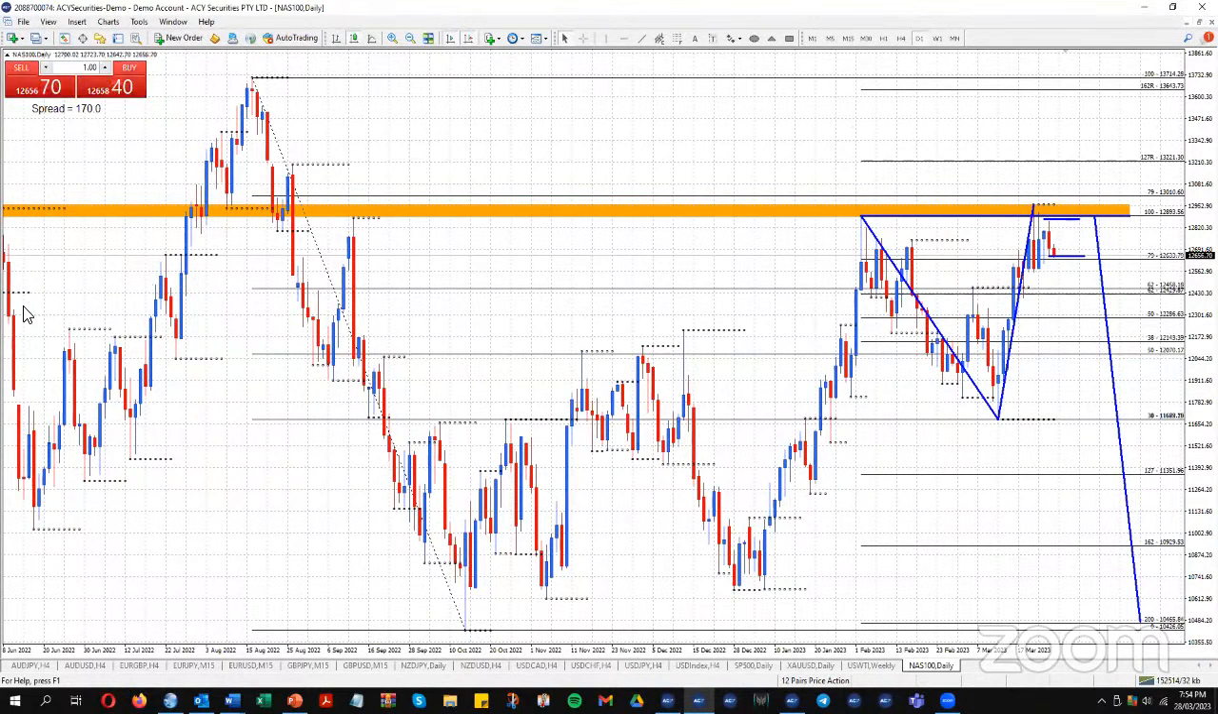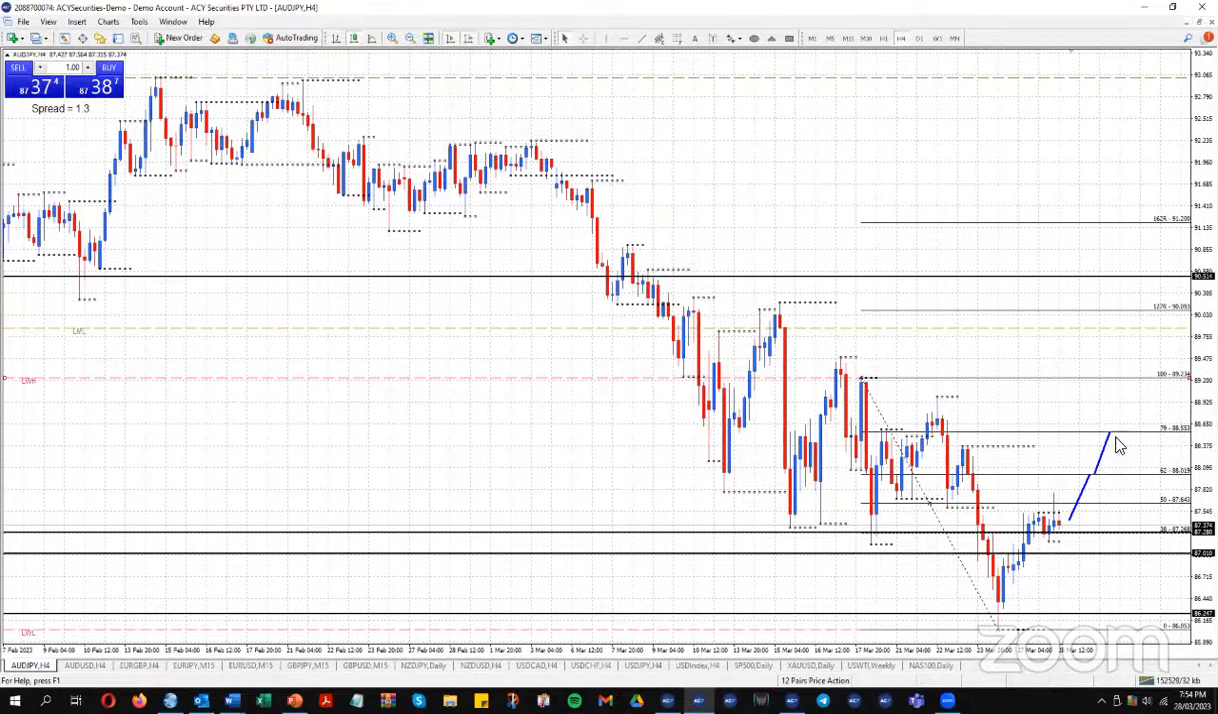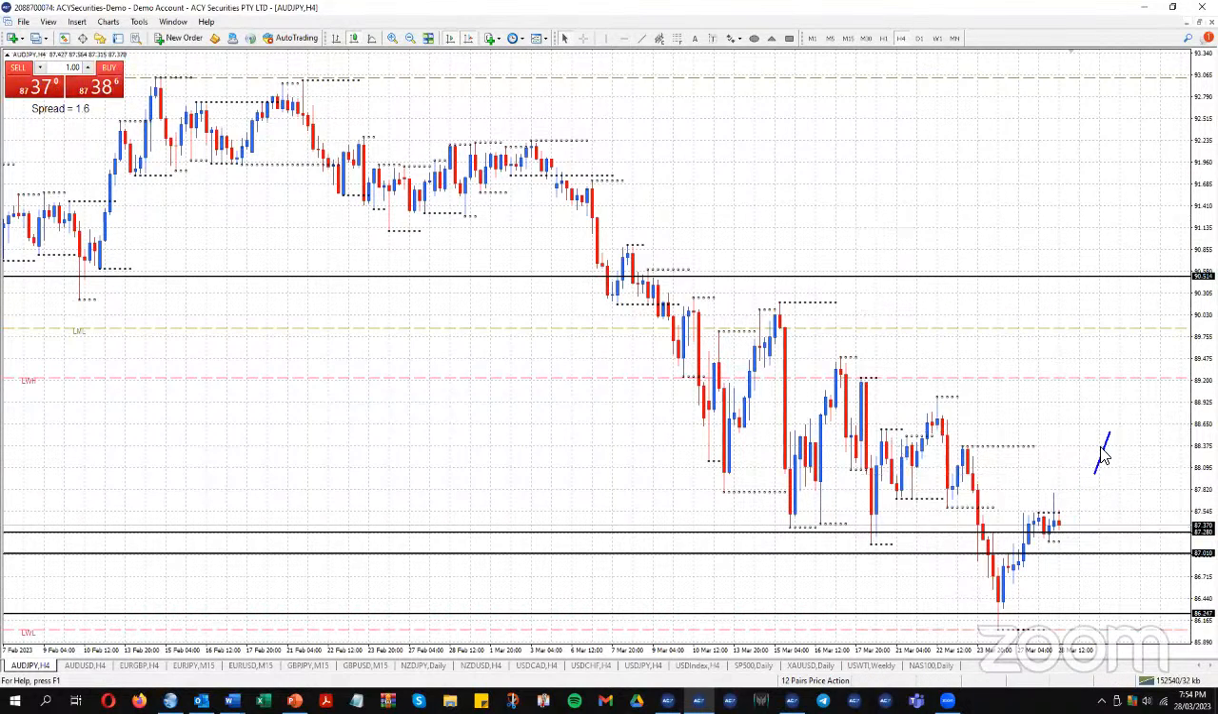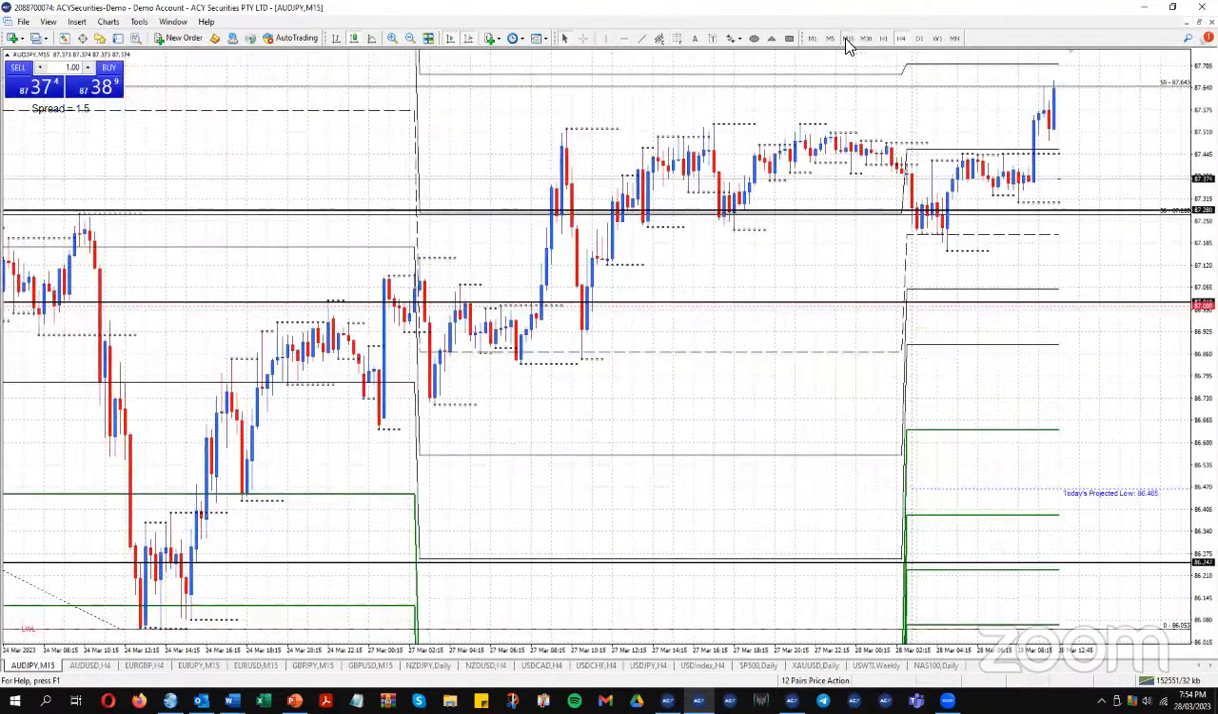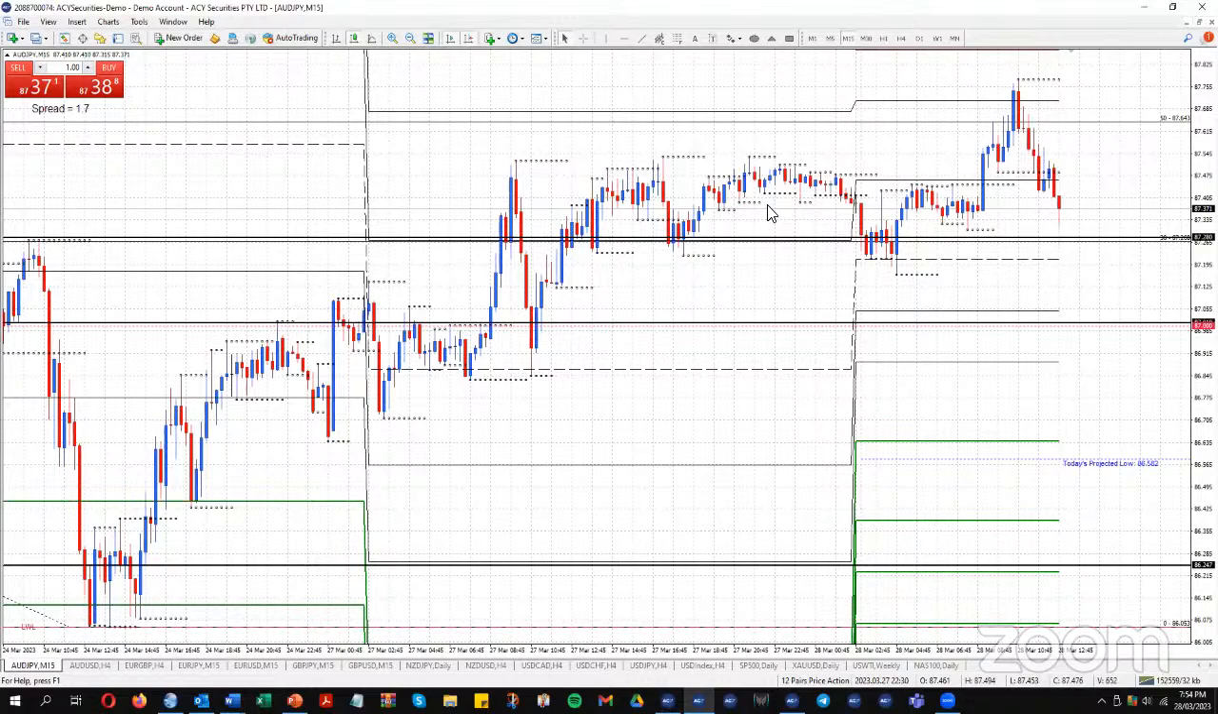All right, any more questions before we conclude? Let's just click through, see what's going on in the 15-minute charts. Not sure whether that Aussie yen can get up to those levels that I'm indicating, but starting to move down.